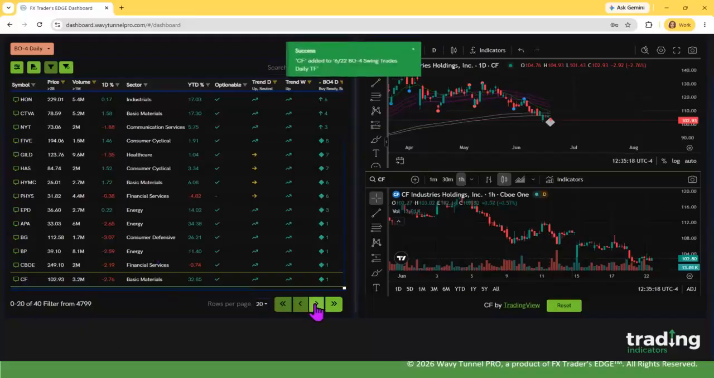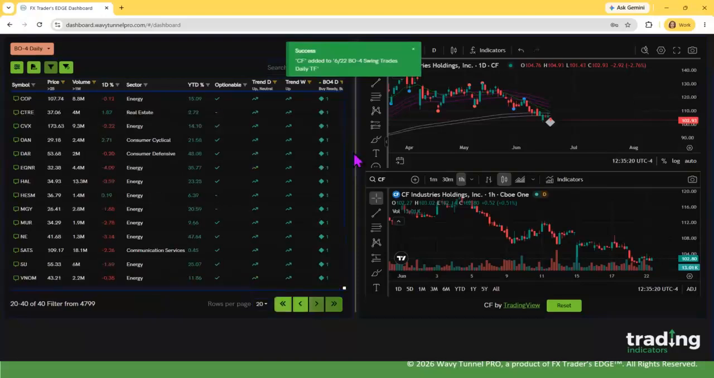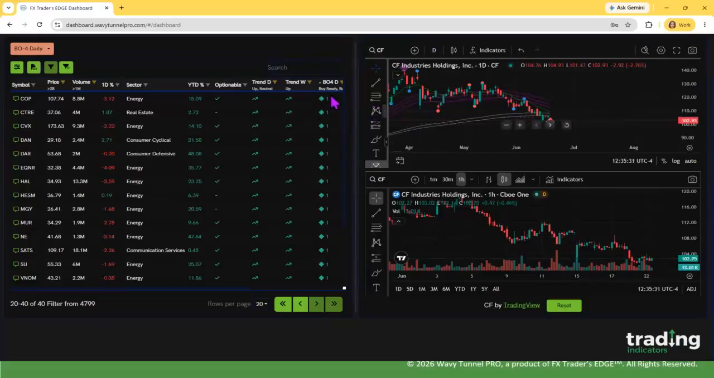Let's go to the next page. Now these are all symbols that have a 1 and a diamond. So these are the breakout 4 readies. What that means is the diamond just appeared and we need to see some confirmation, i.e. price moving above the filter. I want to see the breakout 4 signal for these.